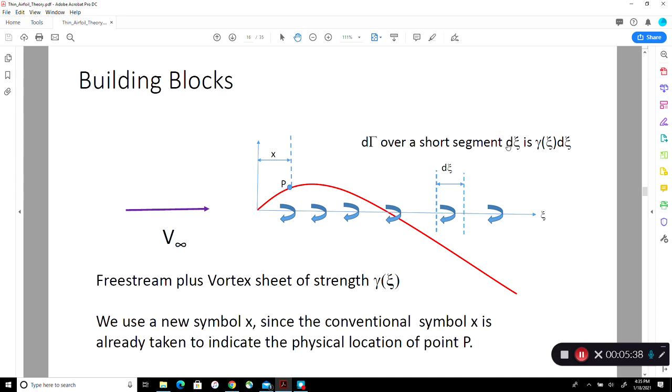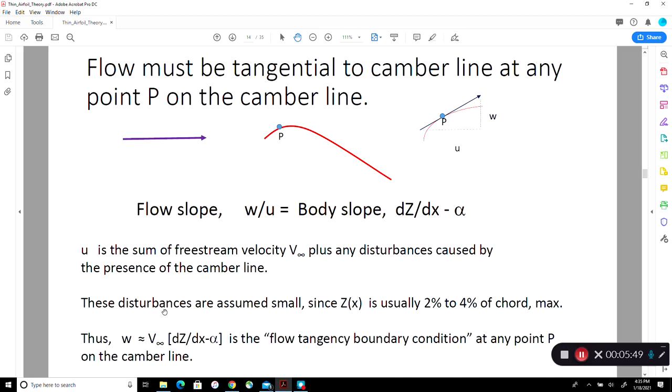It's got units of velocity times distance. This is my original point P, so the flow has to be tangent to the surface. The linearized boundary condition we have developed earlier. So this is the velocity w based on the slope, angle of attack, and free stream velocity.